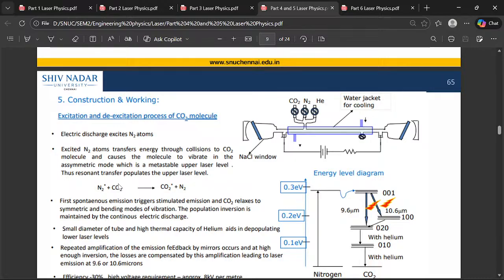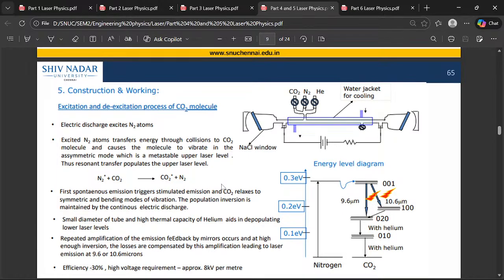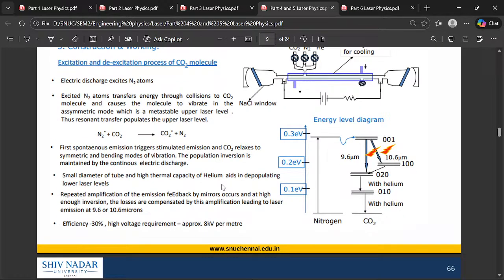First, the electric discharge, that is the pumping mechanism, excites the N2 molecule. When this excited N2 collides with the CO2 molecule, the energy transfer causes the molecule to vibrate. So when this collision happens, the upper state level is created. First, the spontaneous emission is triggered, and the CO2 relaxes to the symmetric and bending mode of vibration.